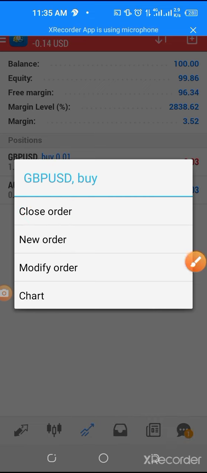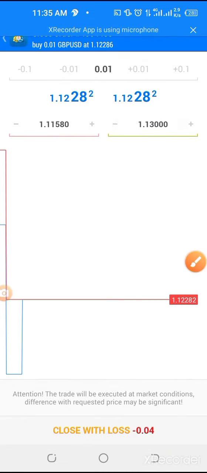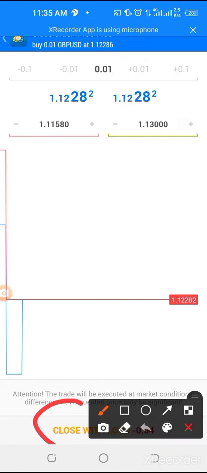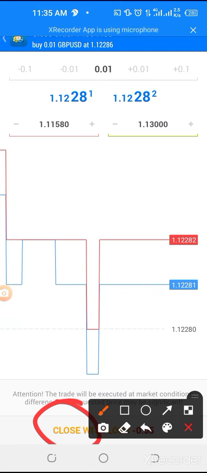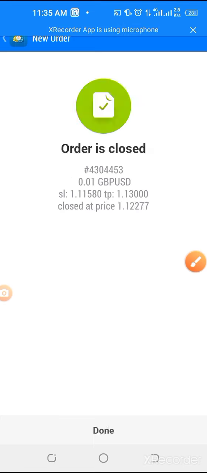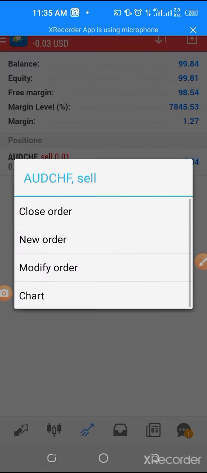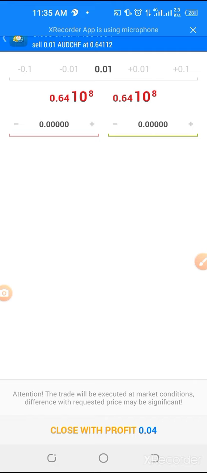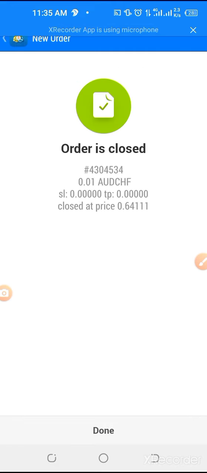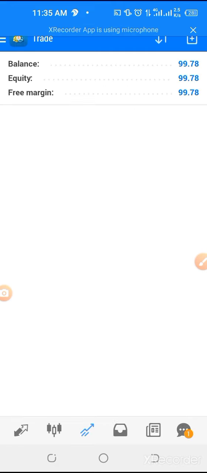If I choose to close the trade, all I have to do is click on close order. So watch me as I close this trade position. It brings me to this point, and I have to click again to confirm my trade order. So I click. You see, I'll be closing that trade in a loss. I also have to do the same for this one. I press and hold and click on close order. So I click on close. I close that in profit. All right, so that is for that.